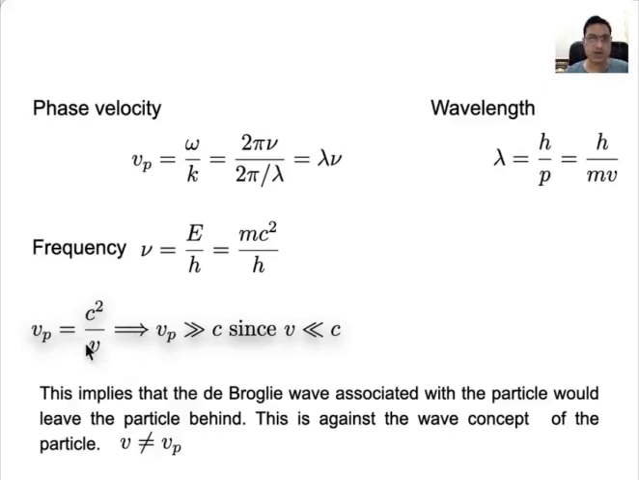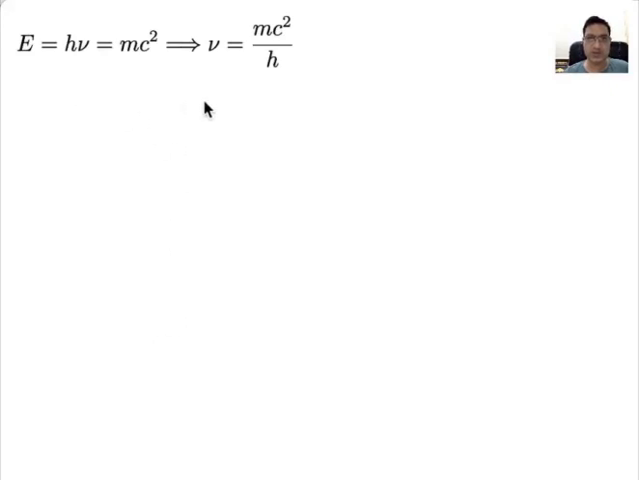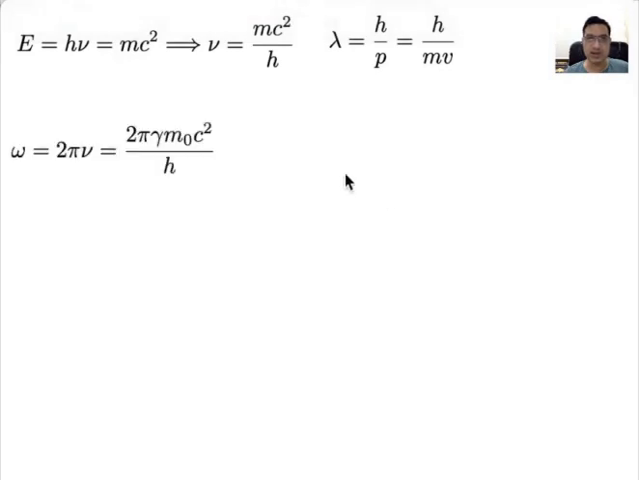Okay, so now let's compute group velocity instead of phase velocity. This is what we have seen from the previous slide, and we have also seen that lambda is written as h over mv. So now we can calculate omega, the angular frequency, as 2 pi nu. Nu I know, so I can substitute, and m I have substituted as gamma m naught.